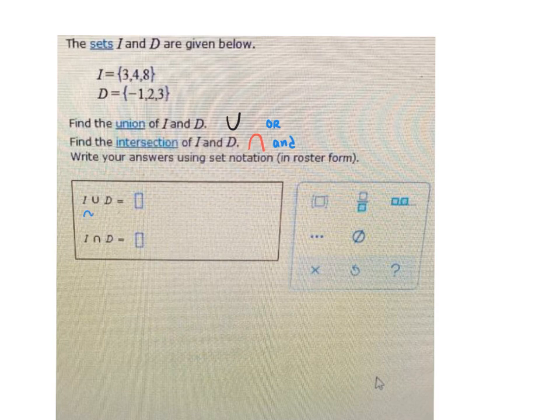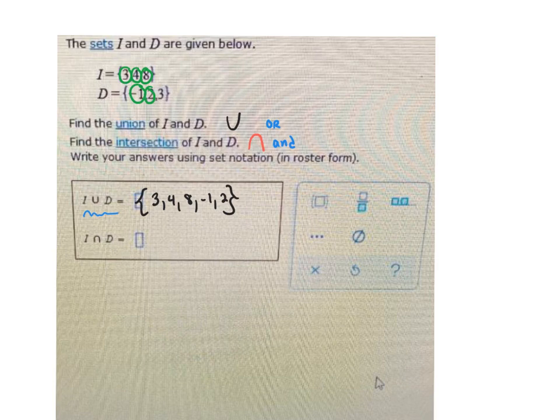So this first one says I or D. So we're looking for any element that's in either I or D. So we're going to circle anything that's in either one. So you have 3, 4, and 8, negative 1, 2. I don't need to list the 3 again because I just want to list everything that's in either one, so I don't have to list it twice. So if I was going to write this, I'd put my set symbol, 3, 4, 8, negative 1, 2. So those are all the elements that are in either one.